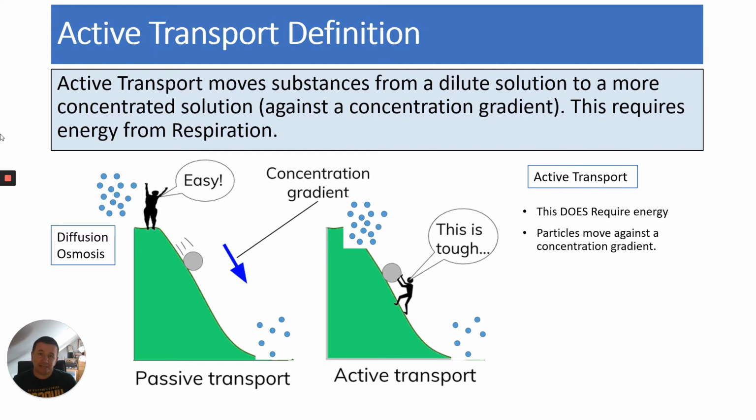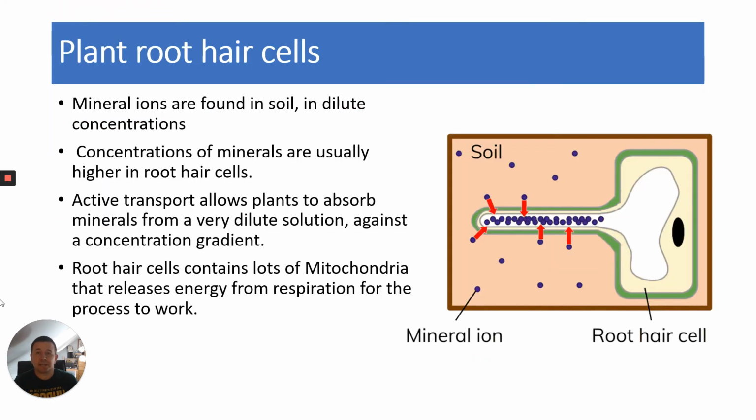Particles move against a concentration gradient, and the energy is needed to move molecules from a low to a higher concentration. Now, in your exams, they might ask you to look at certain examples. There are two examples mentioned in the specification. The first one is plant root hair cells. You would have studied that earlier in cell biology, and you should remember some key features of root hair cells are that they have a large surface area, and also thin membranes.